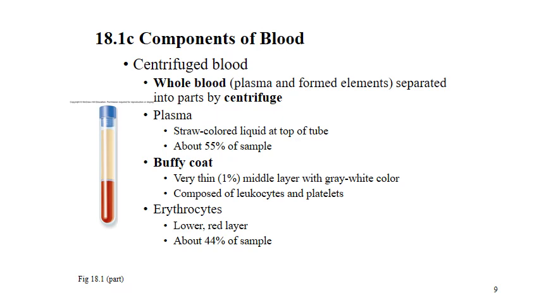So components of blood, when we centrifuge blood out, there are three parts. We've got our whole blood, which is basically the plasma and formed elements that we can separate. So, there's three parts within the whole blood, okay? The first one is going to be the plasma. That's that yellow color at the very top, and it's about 55% of a sample. And then you've got the buffy coat, which is really thin. It's about 1%, and it's a gray-white color, and it has the leukocytes and the platelets, so those white blood cells. And then the very bottom, the red one, is going to be the erythrocytes, or the red blood cells, and it's about 44% of the sample.